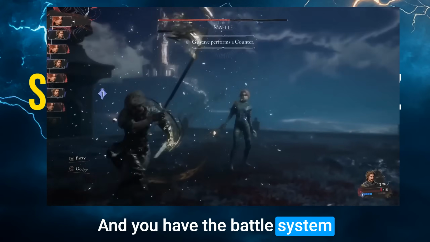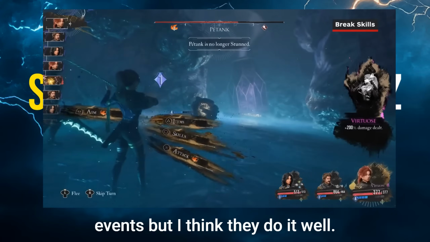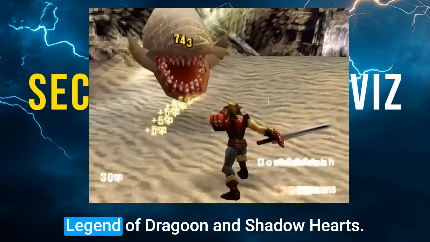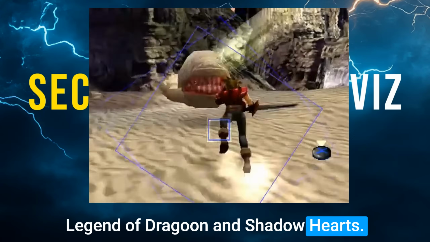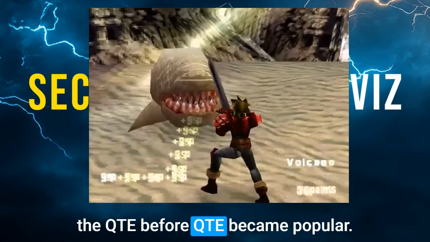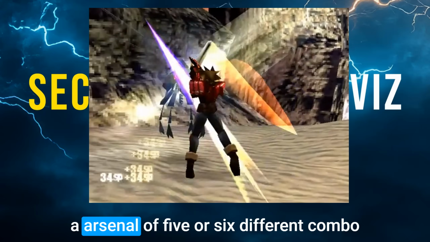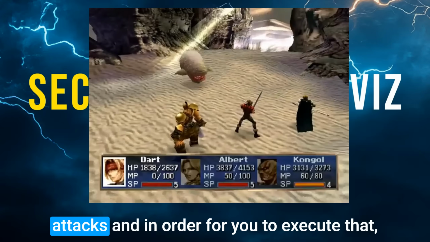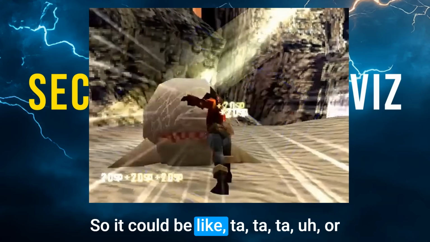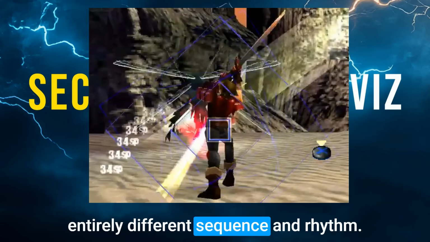And you have the battle system, which has the quick time events. A lot of players don't like quick time events, but I think they do it well. Some of my favorite games growing up are Legend of Dragoon and Shadow Hearts. Both these games have QTEs. They were the QTE before QTE became popular. In Legend of Dragoon, every character had an arsenal of 5 or 6 different combo attacks. And in order for you to execute that, you have to hit the buttons in the right order. So it could be like, ta, ta, ta, ta. Another combo attack could be an entirely different sequence and rhythm.